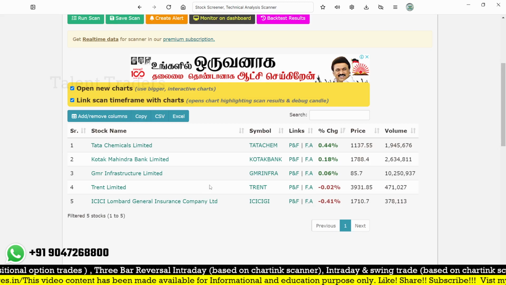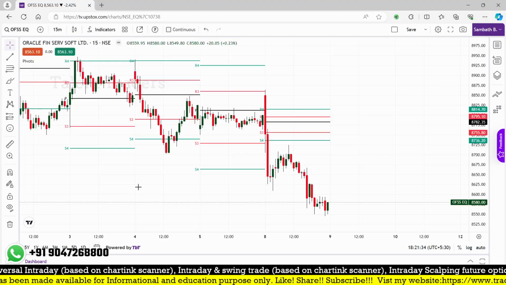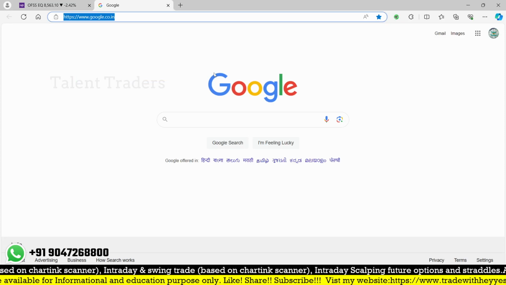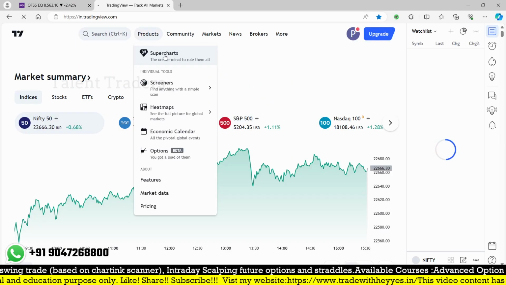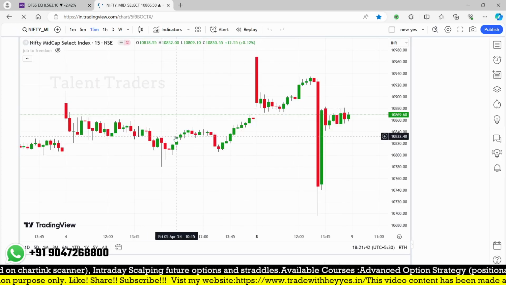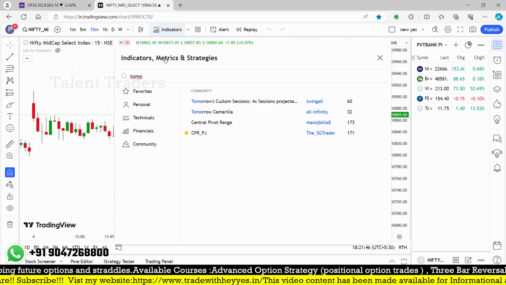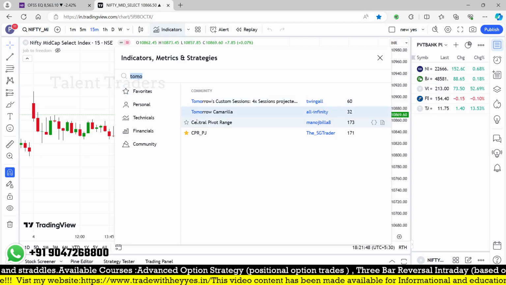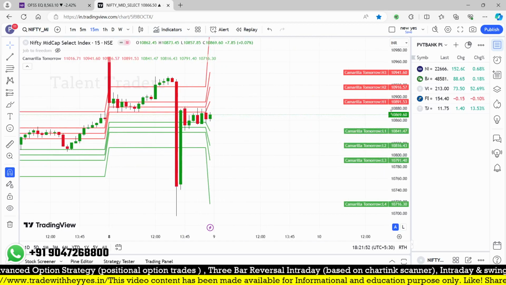So these are all the stocks which are going to form tomorrow. Let me check the 1 day ago Camarilla. In this chart it's not possible, but if you are using TradingView, you can utilize tomorrow's level. Let me go for tomorrow's Camarilla. You can see there is a code available, maybe whether it is right or wrong. Here it is plotting tomorrow's Camarilla.